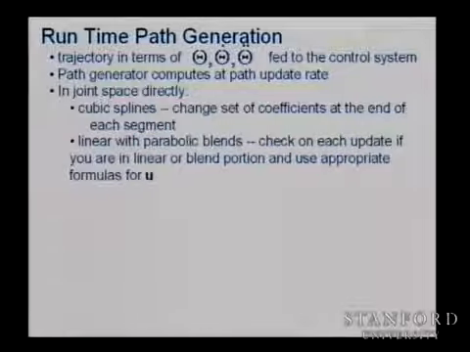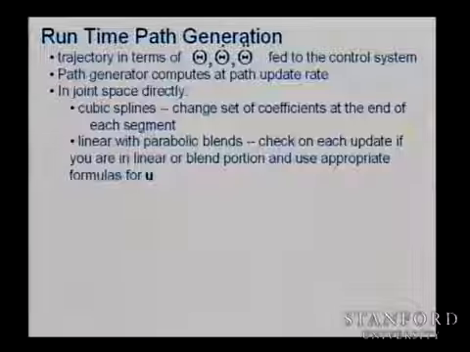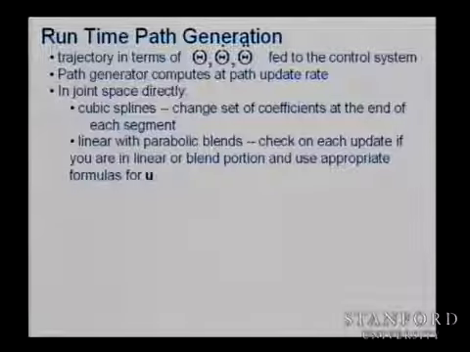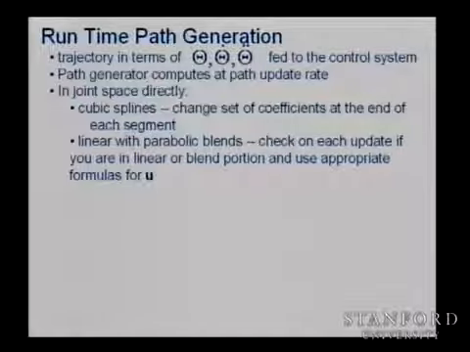If we're using linear with a parabolic blend, then we have to check at each update whether we are in the linear portion or in the blend portion, because we have different formulas for the different portions, and depending on where we are, we feed those kind of values, right? And we're saying here updates. Basically, at a certain frequency that you're updating the control system, you compute the points and you feed them, right? You following so far? Okay. So at the cubic splines, we have those particular update points. At the linear with parabolic, we have to figure out which part of the formulas we are in. It's not a big deal. We have the formulas. It's simple computation.